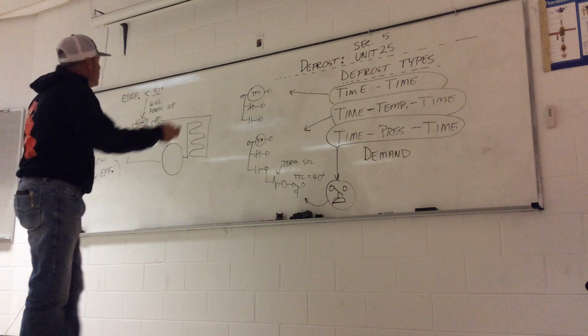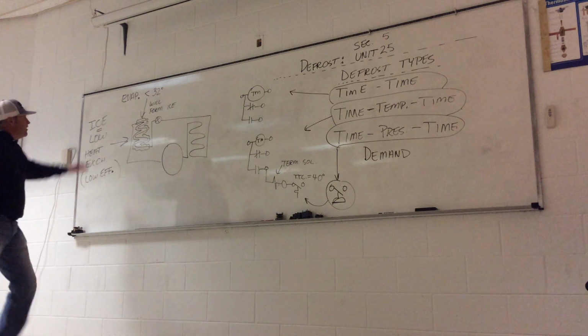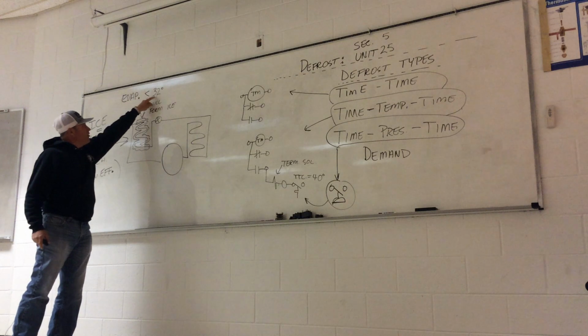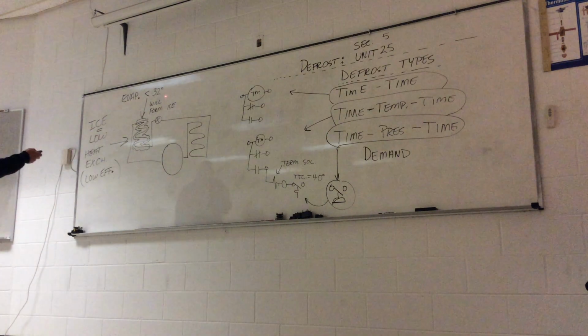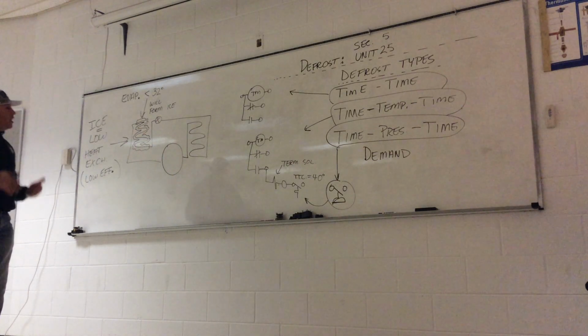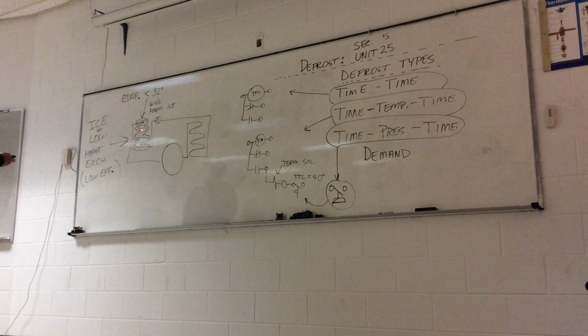Okay, so defrost. Why defrost? Well, when we have evaporators that are running less than 32 degrees Fahrenheit, anytime 32 degrees should tell you that ice is going to form at 32 degrees or below. So if we have an evaporator on a refrigeration system or a heat pump, a reach-in cooler, anything with an evaporator that has refrigerant flowing through it that's colder than 32 degrees, ice is going to form on it.